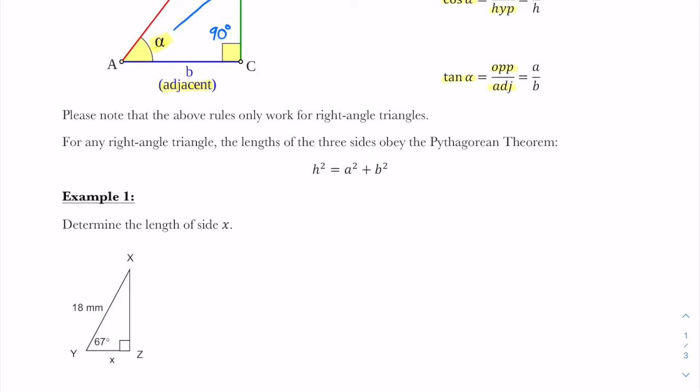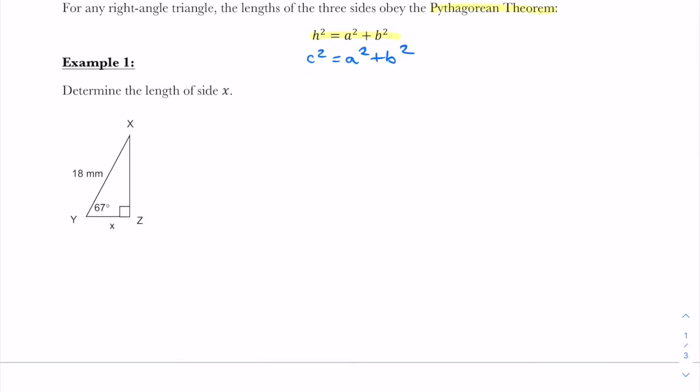Once again, these only work for right-angled triangles, and in any right-angled triangle, you can always use the Pythagorean theorem, which is shown below. I've labeled it as h squared equals a squared plus b squared. I'm just being consistent with the labels in the diagram, but you probably more commonly remember it as c squared equals a squared plus b squared. Let's practice an example 1.